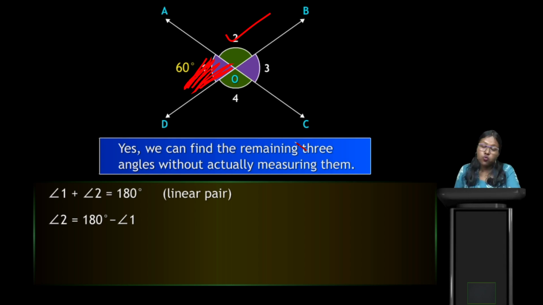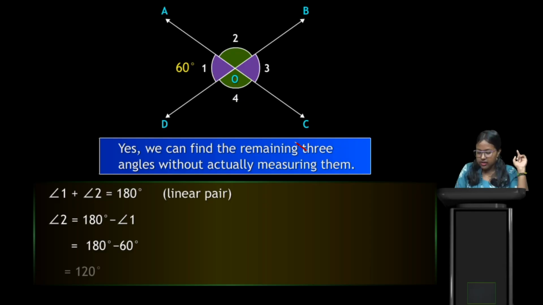I hope all of you get the idea. So what we have to do is, from 180, subtract angle 1. The value of angle 1 is 60 degrees. If you subtract 60 degrees from 180 degrees, the remaining value is the value of angle 2. I hope this much is clear. So how much did you get? The angle 2 value is 120 degrees.